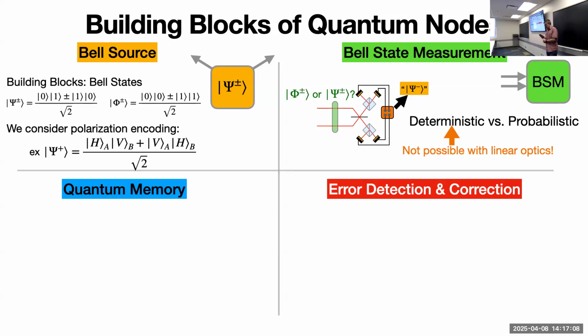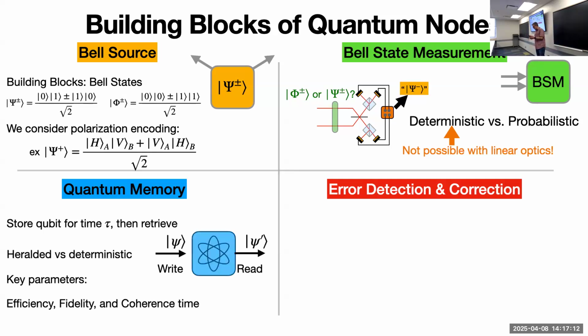So that's our measurement. That sounded challenging, but that's easy compared to the next couple. So we're also going to need a quantum memory.